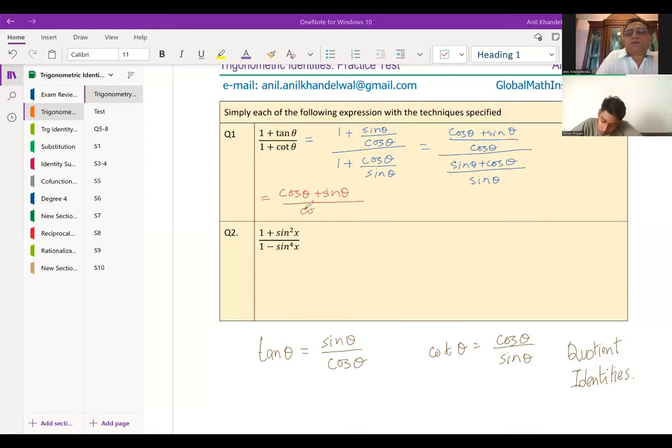divided by cos theta, times the reciprocal of this, right? Sine theta over sine theta plus cos theta, correct? So clearly, you can cancel sine theta plus cos theta. What are you left with? You're left with the ratio sine theta over cos theta, right? Yes, sir. Which is tan theta.